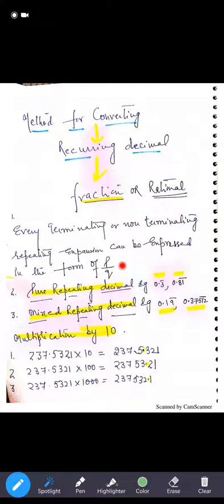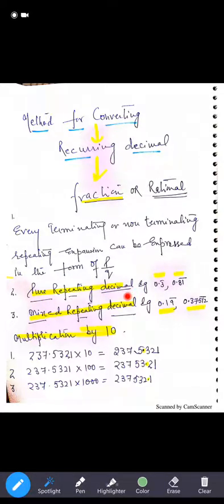Now when you do division of a rational number, you must have noticed that in some decimals only repeating digits are there, and in some decimals both repeating and non-repeating digits are there. Let's take an example, 0.3 bar or 0.81 bar. In these types of decimals only repeating digits are there, so they are called pure repeating decimals.